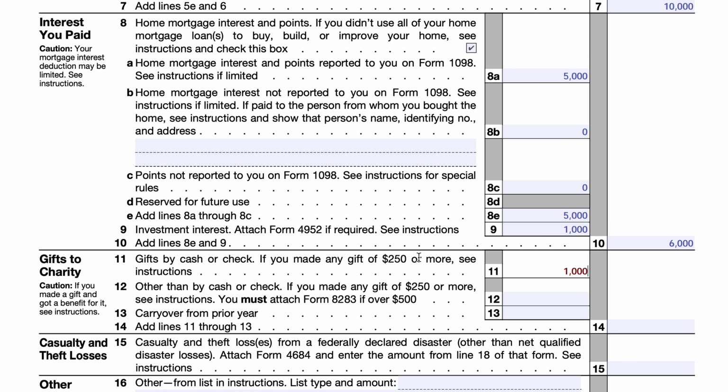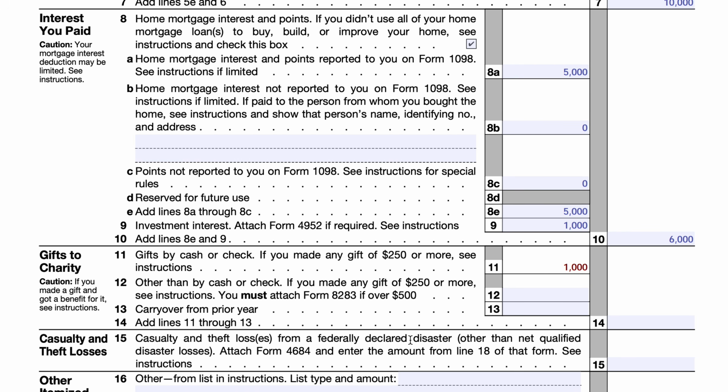But if you made a single gift of $250 or more, then you would need to have that contemporaneous written acknowledgement. For cash or check, you can also use documentation. If you have actual canceled checks, you could use that. There may be limitations that apply to charitable deductions, so pay attention to those details. We do cover that a little bit more in our article.